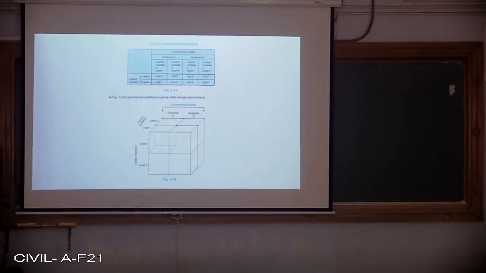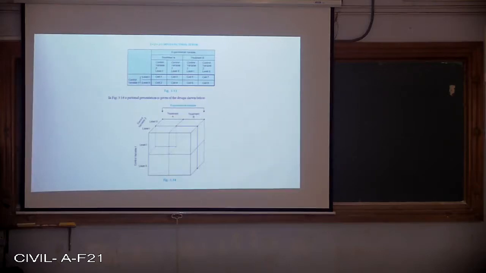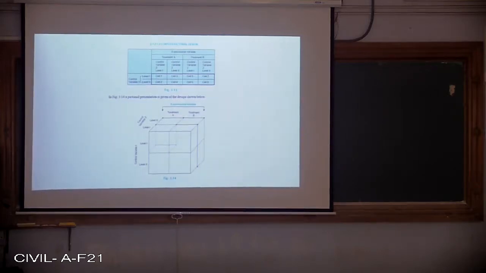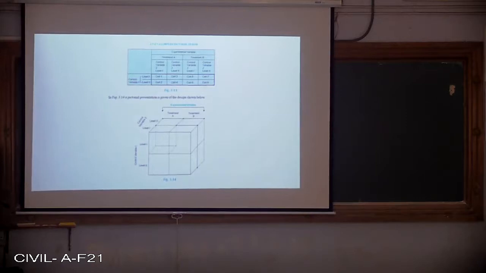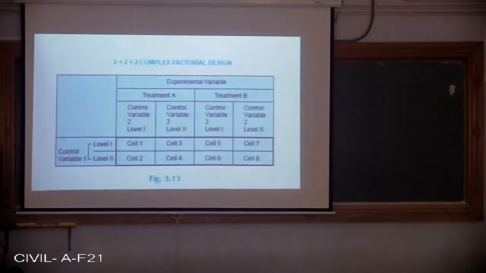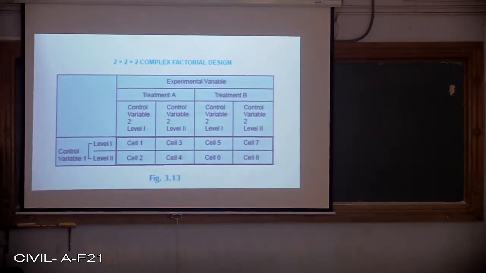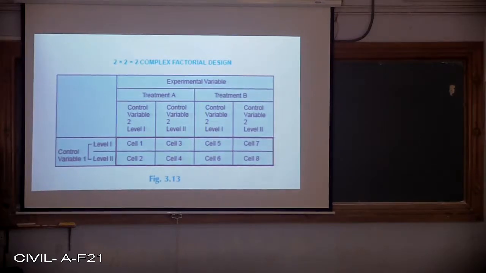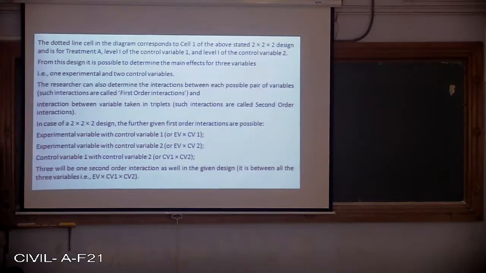Clear? So if you see the pictorial presentation or the flowchart of that, figure 3.14, you can see control variable 1 and control variable 2 with treatment A and treatment B experimental variables. So this is how it looks. In this picture you can clearly see complex factorial design with treatment A and treatment B, control variable level 1, control variable level 2 and 8 cells.